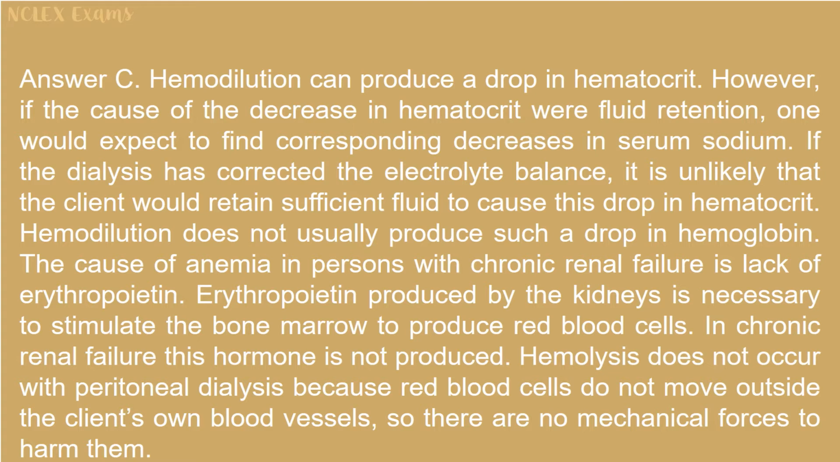The cause of anemia in persons with chronic renal failure is lack of erythropoietin. Erythropoietin produced by the kidneys is necessary to stimulate the bone marrow to produce red blood cells. In chronic renal failure, this hormone is not produced. Hemolysis does not occur with peritoneal dialysis because red blood cells do not move outside the client's own blood vessels, so there are no mechanical forces to harm them.